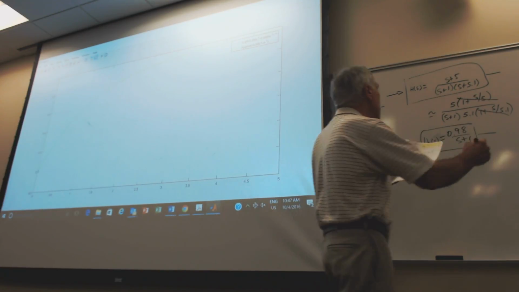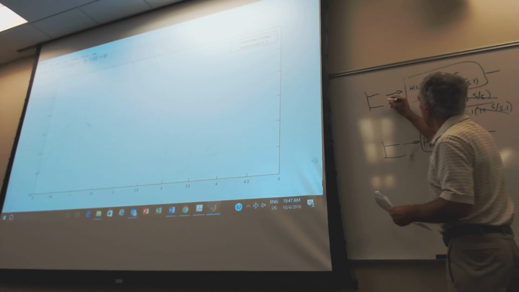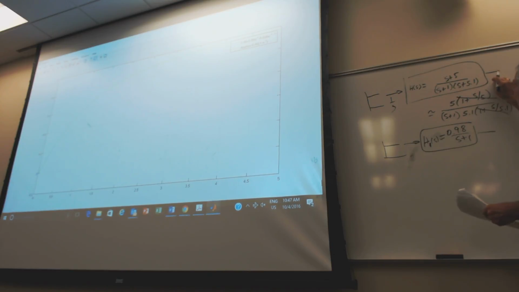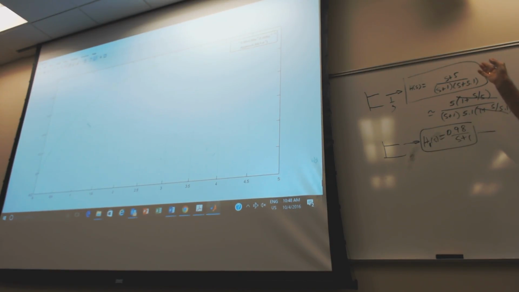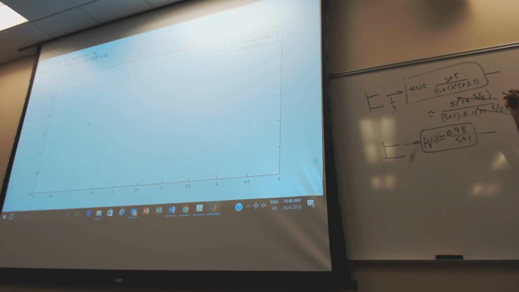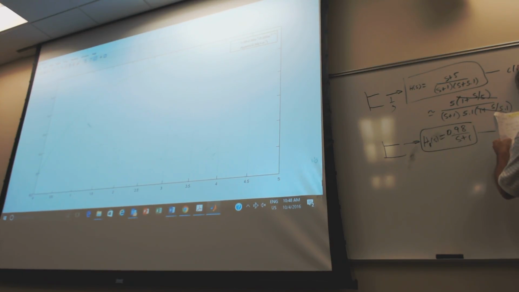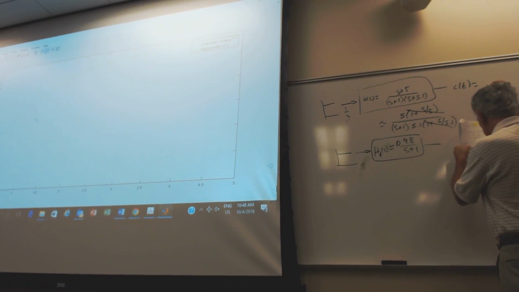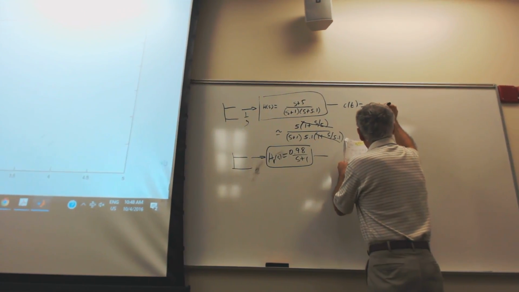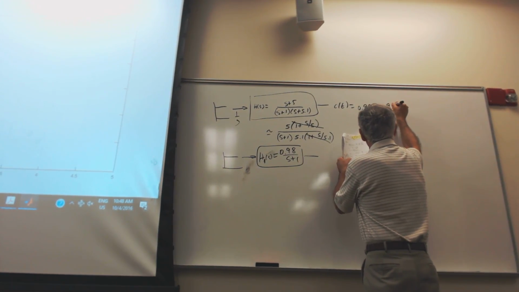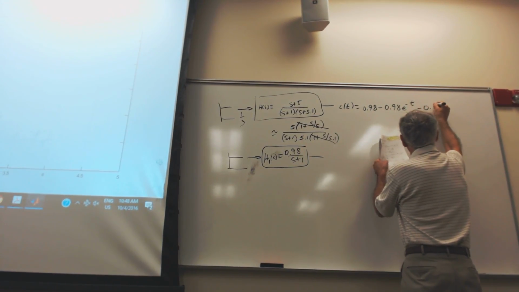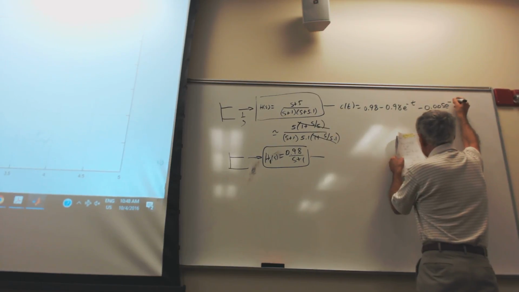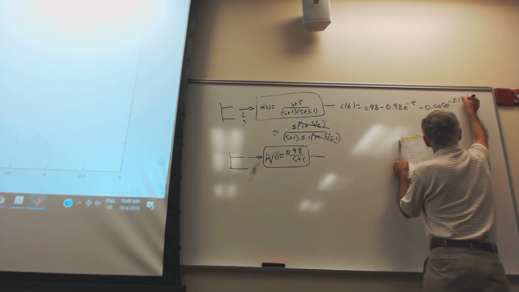This is a 1 over s there, and so you multiply this by 1 over s here, expand it into a sum of partial fractions, and then you take the inverse Laplace transform. Right? That's the kind of thing you've done before. So the c of t is equal to 0.98 minus 0.98 e to the minus t minus 0.005 e to the minus 5.1 t.